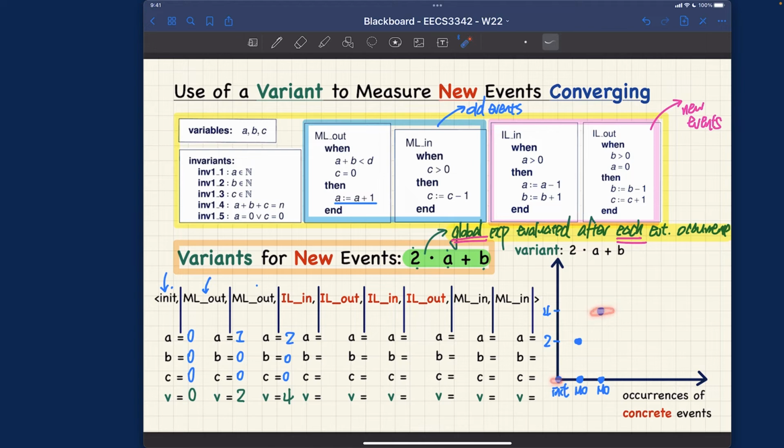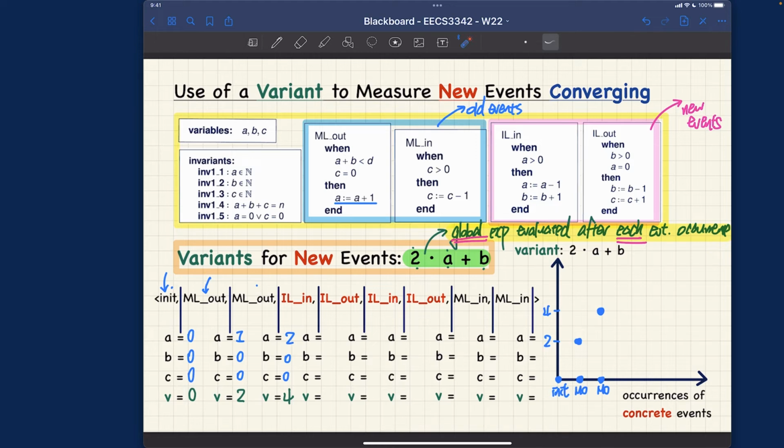And let's see exactly what the new events' occurrences are going to do to the variance. And remember, the purpose for the variance is somehow to bound the maximum number of interleavings between the new events. We don't really want IL in, IL out to be indefinite. We want it to be bounded. Let's see exactly how the variance can really measure their progress. That's very important for you to observe.